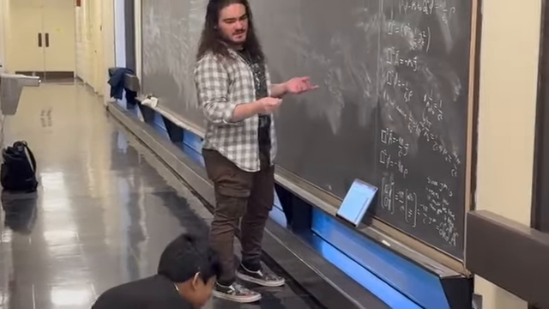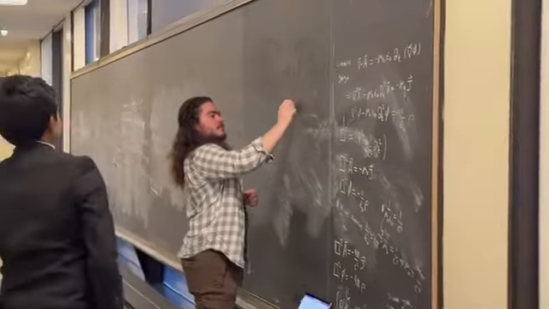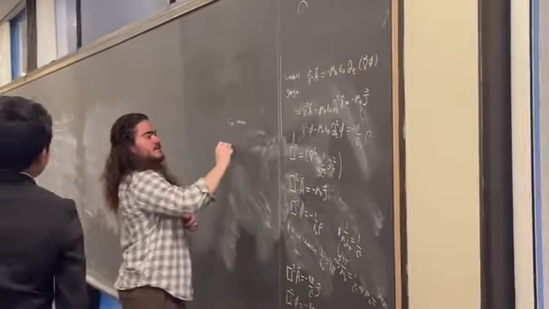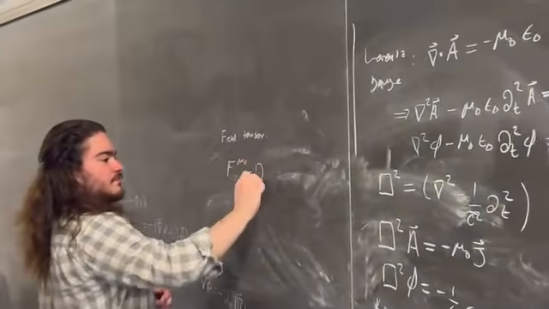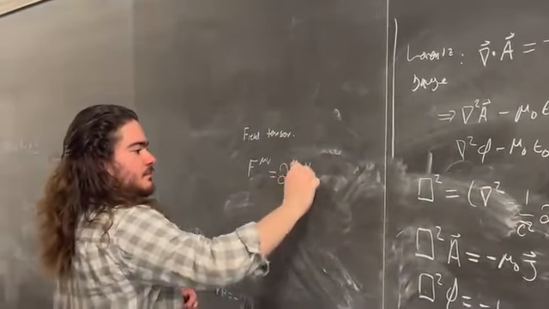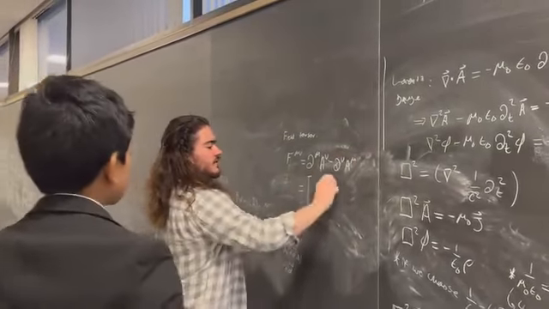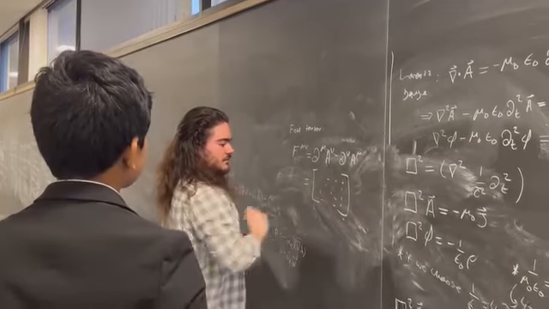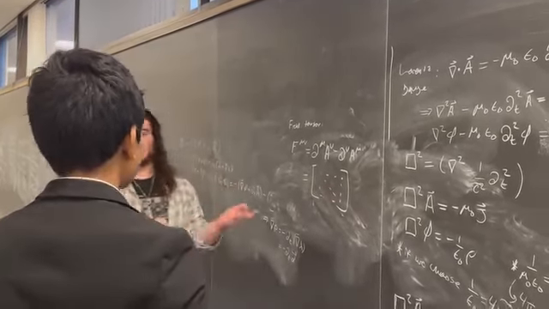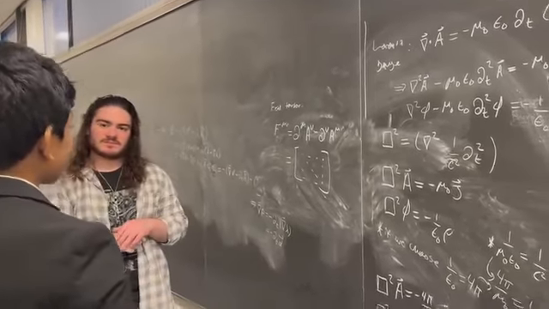So if you remember, the field tensor is given by this guy. And this is a 4x4 matrix that encapsulates all of electrodynamics in a single matrix.